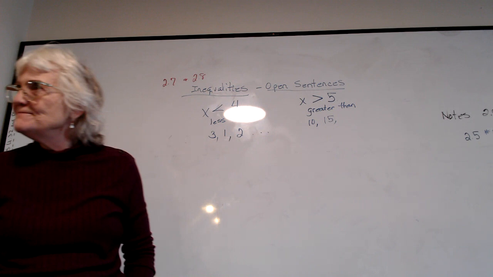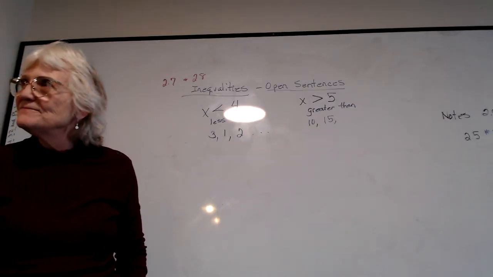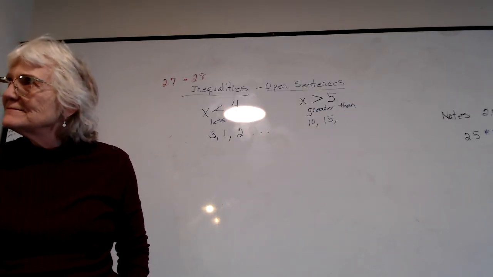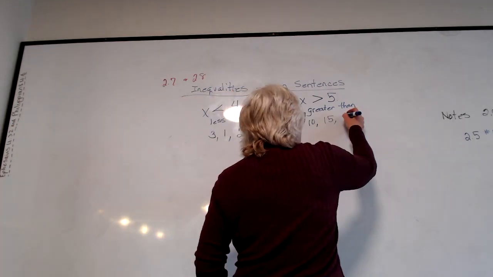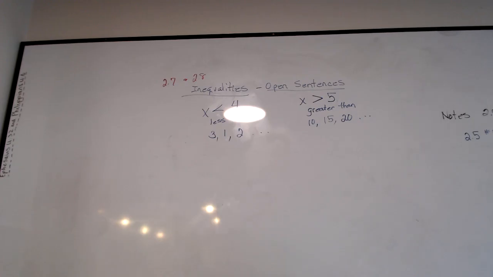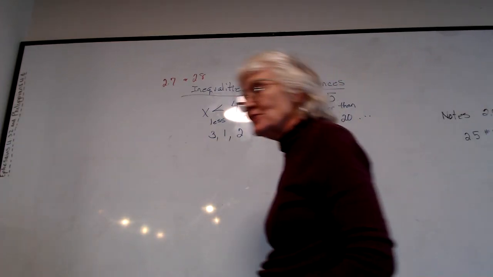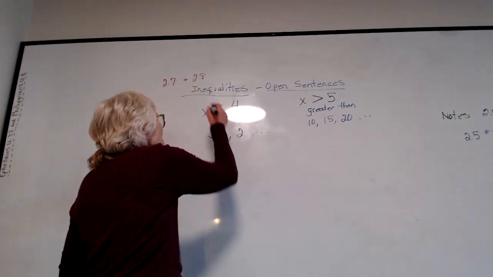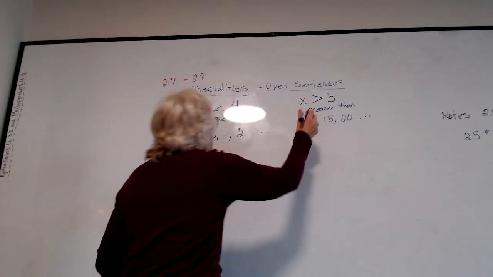Peyton? 50 to 20. Sure, why not? It's greater than 5. As long as it's greater, those fit in there. Yes? Yeah, I'm not going to go that big. Okay. Yes, that is true. So that's one, the less than, the greater than.